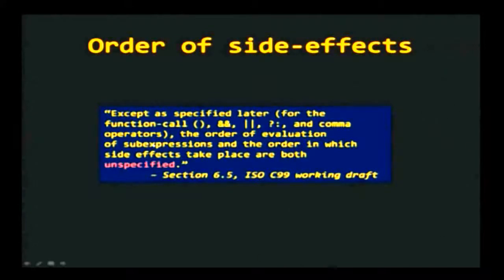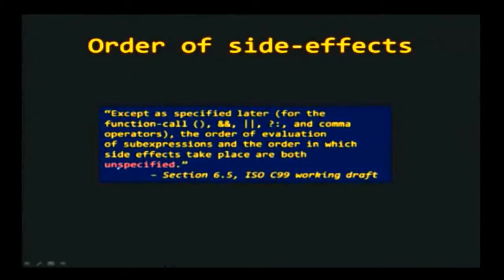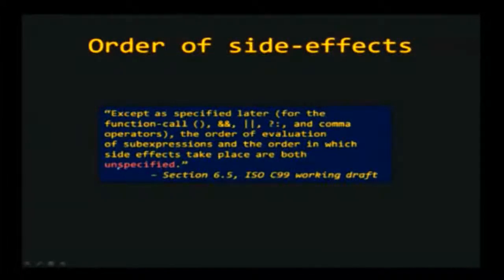If you ask what is the order of side effects, there are certain operations where the sequence is specified. For example, the function call, the logical AND operator, the logical OR operator, the conditional operator and the comma operator. So, for very specific operators the sequence is specified, but in all other operations the order of evaluation of sub-expressions is unspecified, and similarly the order of side effects is also unspecified.